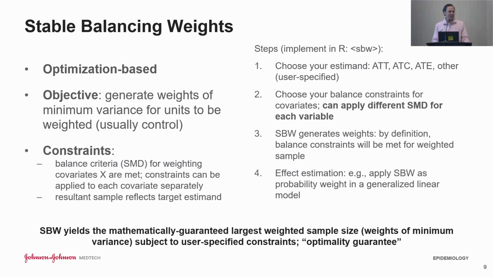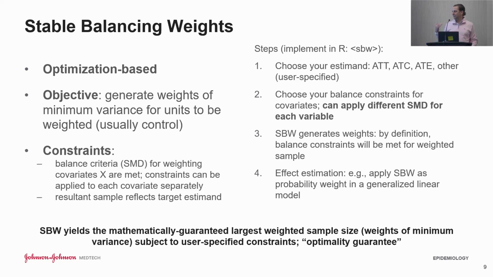So this is an optimization-based technique. And with optimization problems, you have two things. You've got an objective function, that's what you're trying to achieve, and you have constraints. So there's the constraints that you're subject to when trying to achieve your objective. So the objective of stable balancing weights is to generate the weights of minimum variance for the units that are to be weighted, oftentimes the control if you're trying to do like the ATT. The constraint is that pre-specified balance criteria, usually standardized mean differences, for the weighting covariates are met.